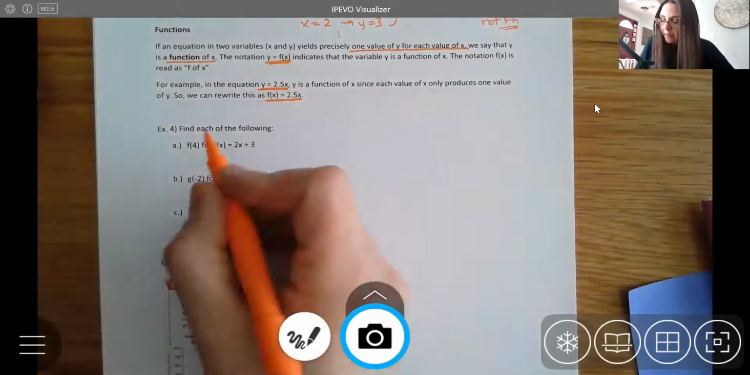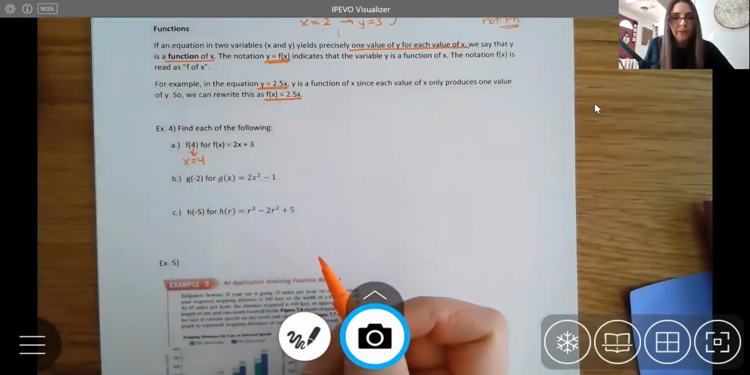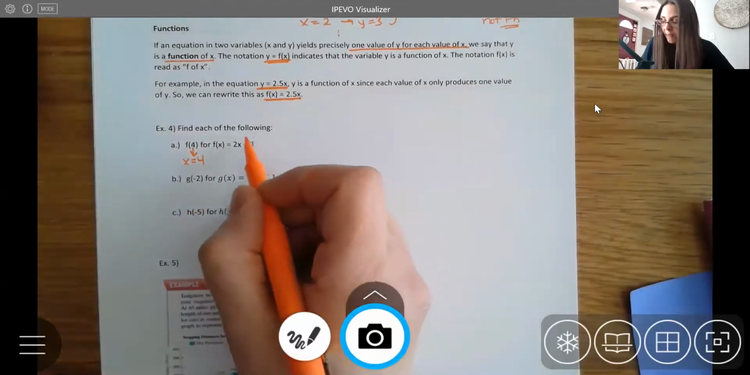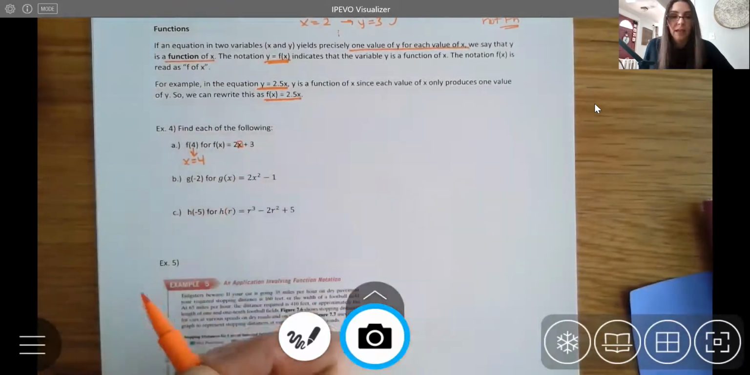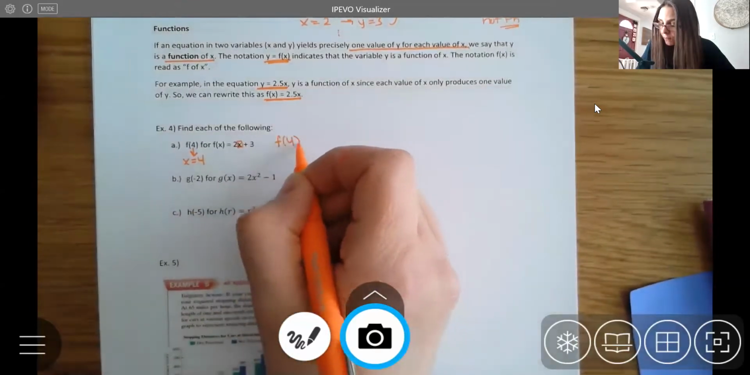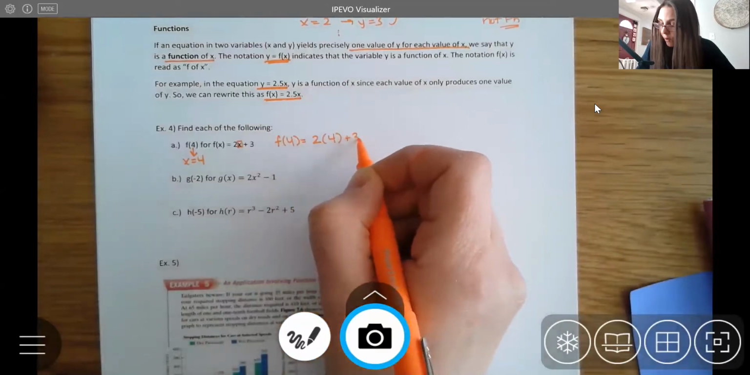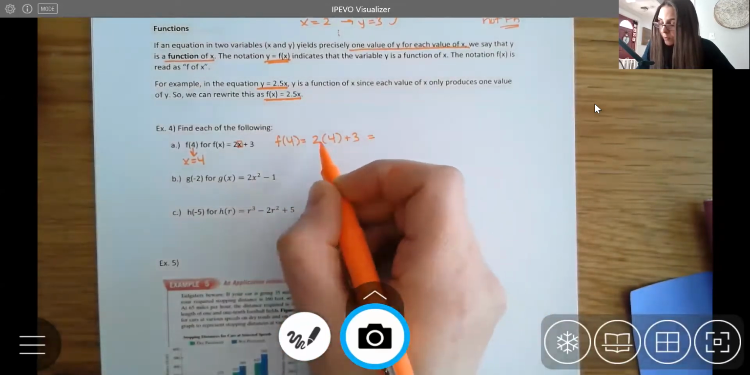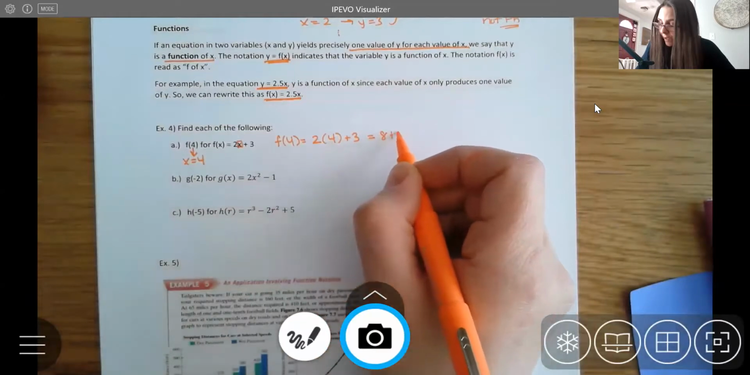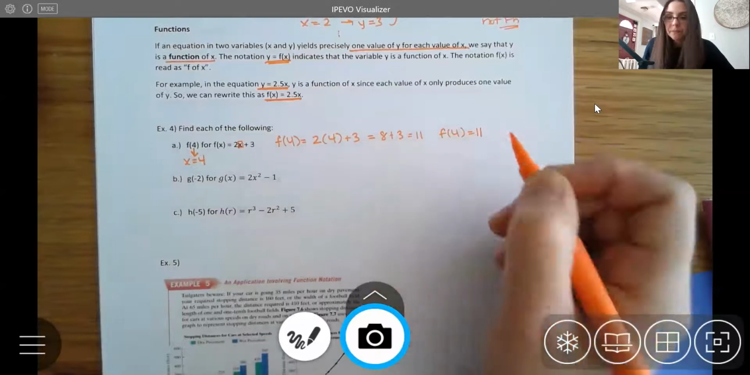So here, when we're evaluating, the number that's inside is always your x value. So we're going to just plug that right in to our x here, just like we did in the previous examples. So f of 4 just says to take that x and replace it with 4, and then we can simplify. 2 times 4 is 8. 8 plus 3 is 11. So this gives us f of 4 equals 11.